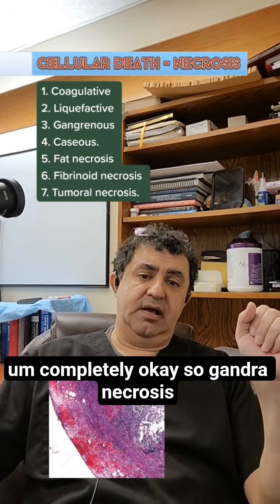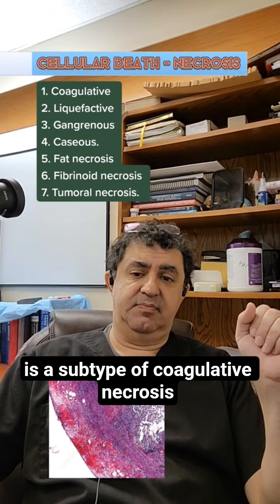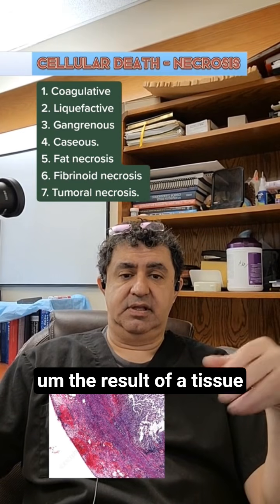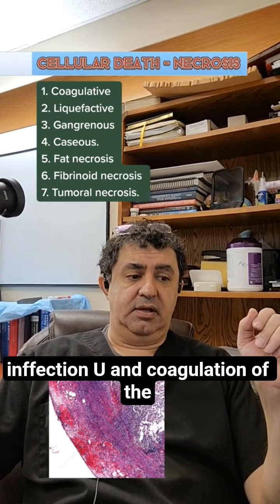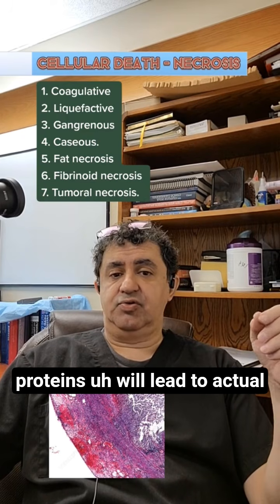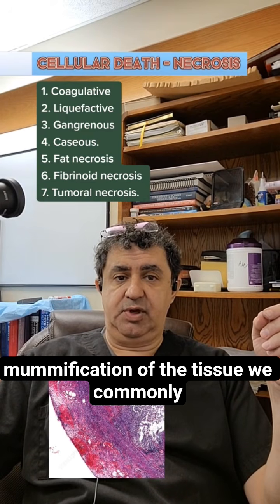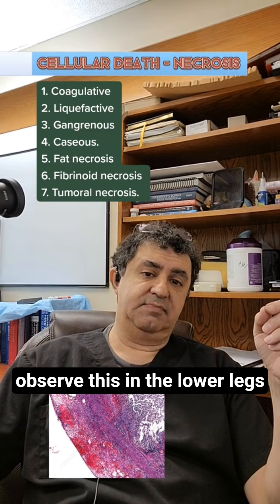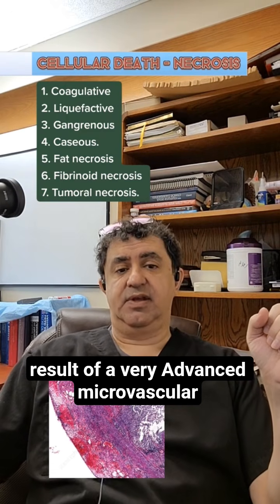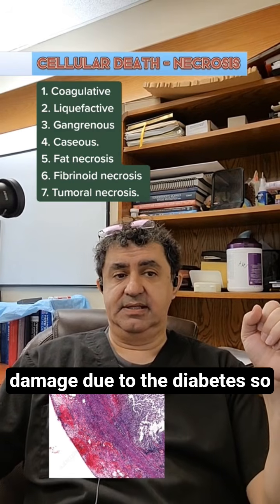Okay, so gangrenous necrosis is a subtype of coagulative necrosis in which the result of a tissue infarction and coagulation of the proteins will lead to actual mummification of the tissue. We commonly observe this in the lower legs, particularly in the toes, as a result of a very advanced microvascular damage due to the diabetes.